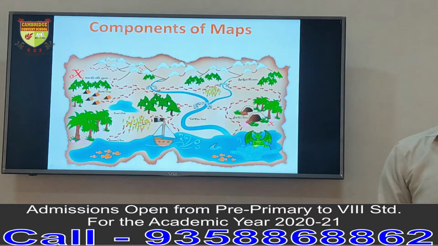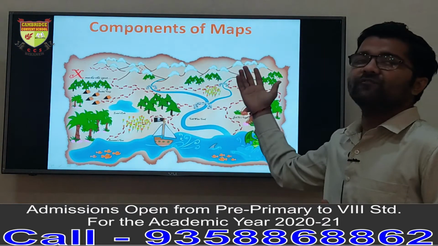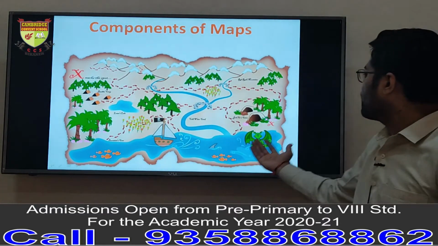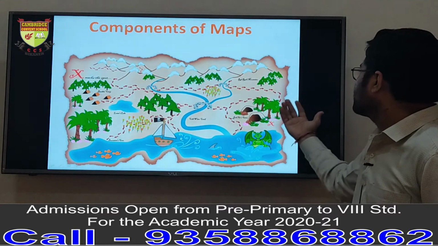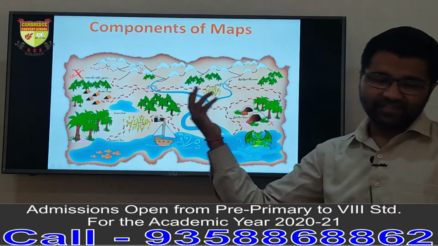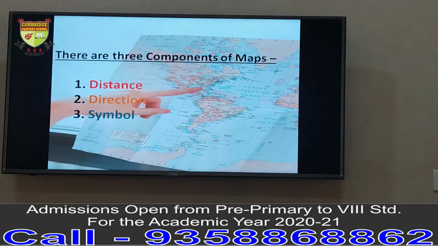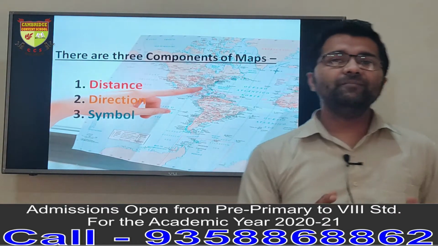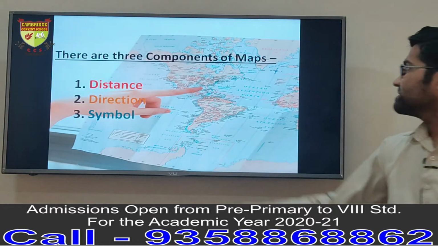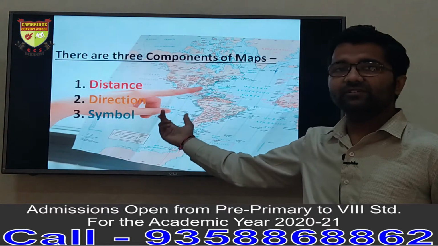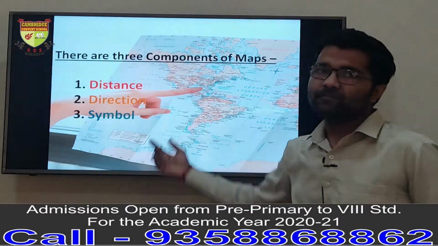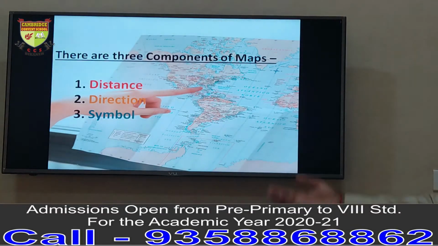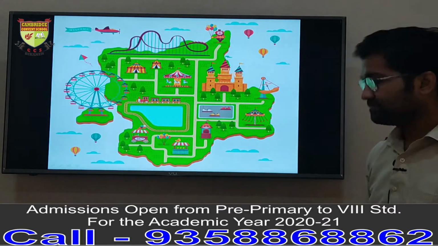Today we will discuss the different components of a map. As you can see in the picture, here are some water bodies and some green trees and different things. What are they indicating and what do they show us? So the three main components of a map are distance, direction and the third one is symbol. Today we will discuss two important features, direction and symbols.